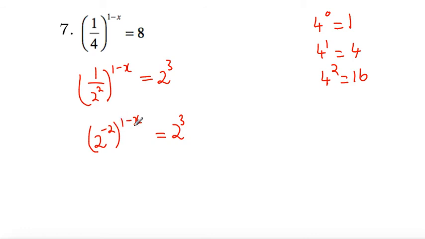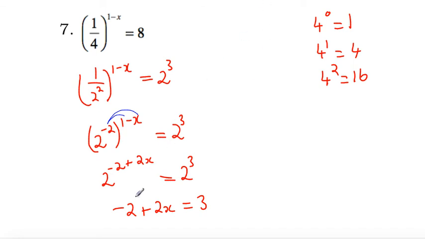Now we're going to use the power inside and outside rule. Again, don't forget you must multiply both parts of that exponent there. So I will have minus 2 times 1 is minus 2, and be careful of your signs here. Minus 2 times minus x becomes positive 2x. And that, of course, equals 2 cubed. And then we'll make a simple equation to solve. The powers must be equal, so minus 2 plus 2x has to equal 3.